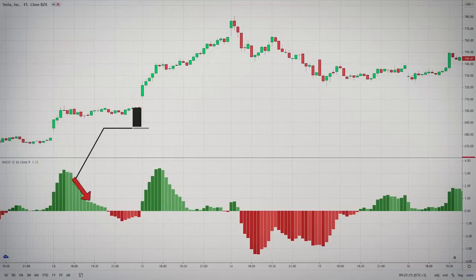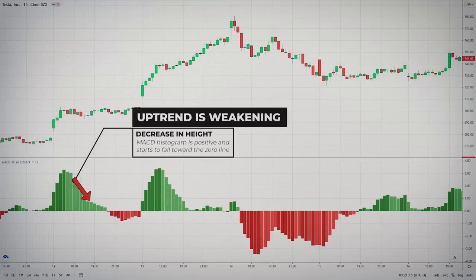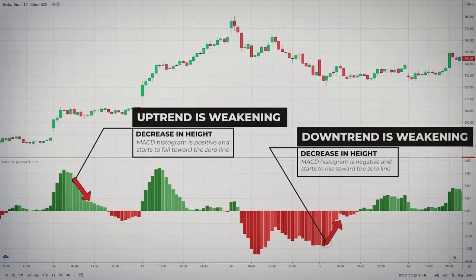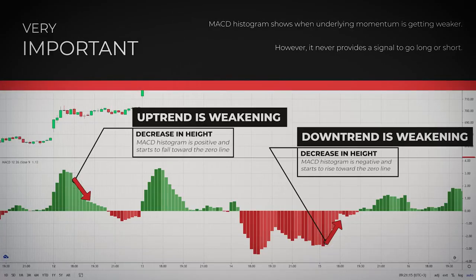When a histogram is above the zero line, positive, but starts to fall toward the zero line, it signifies the uptrend is weakening. Conversely, when a histogram is below its zero line, negative, but starts to rise toward the zero line, it signifies the downtrend is weakening. In other words, the decrease in height when above and below the zero line signifies that the underlying momentum is getting weaker. Now, very important, it just gives a warning, but never provides a signal to go long or short.